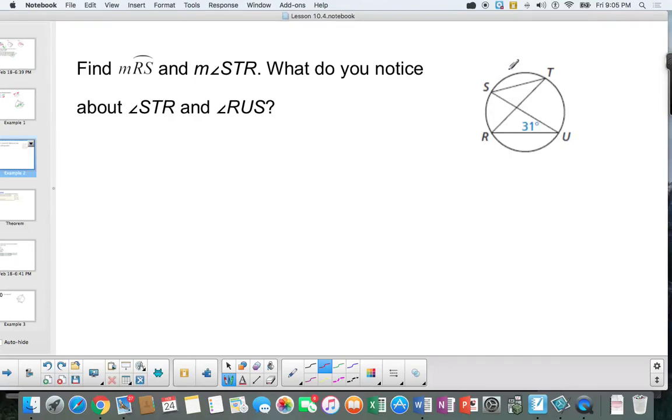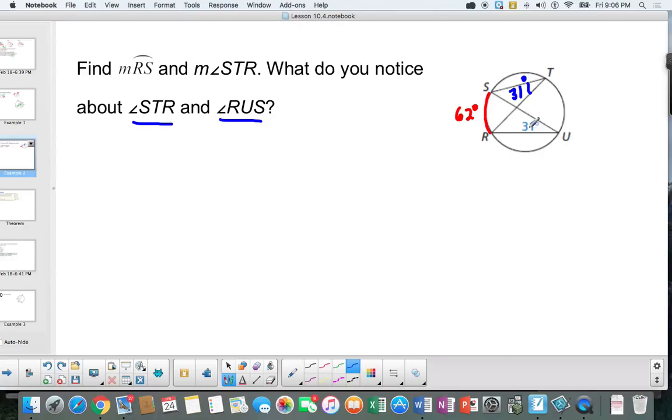Okay, let's take a look at RS. Now this is an inscribed angle, so that makes this 62 degrees. Now let's take a look at angle T right here. Angle T is an inscribed angle and intercepts 62 degrees, so that forces this to be 31 degrees. So what did we notice? Well, we noticed that these two are congruent. Kind of makes sense. They are sharing the same arc.